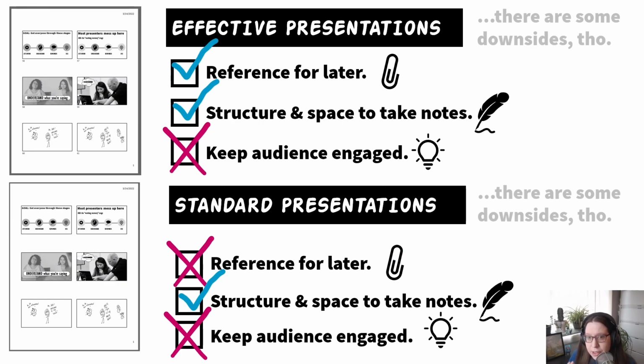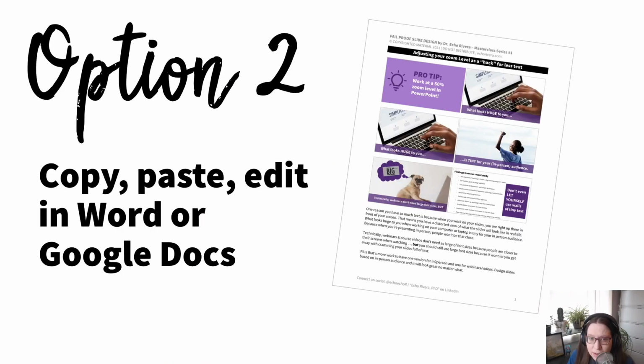So yes, option 1 definitely has some pros and cons. It is a great option to have in your back pocket for those situations that I was talking about. But we need to talk about options 2 and 3 because those are going to literally solve all of those downsides. Option 2 is where you're going to use Google Docs or Word to create your handout.